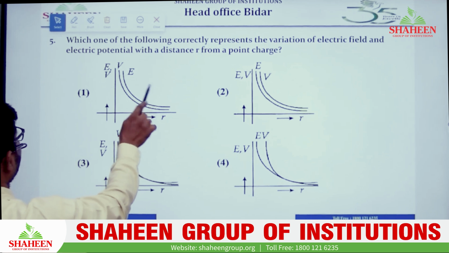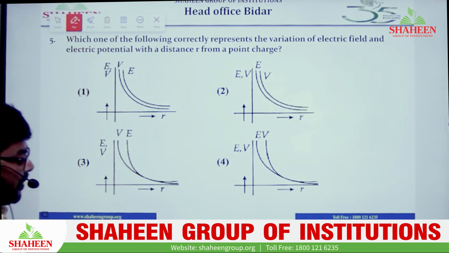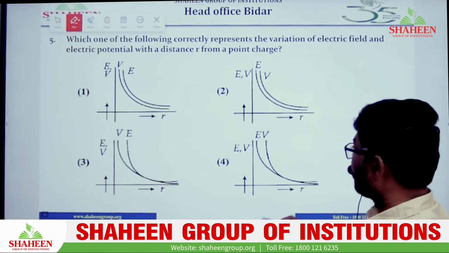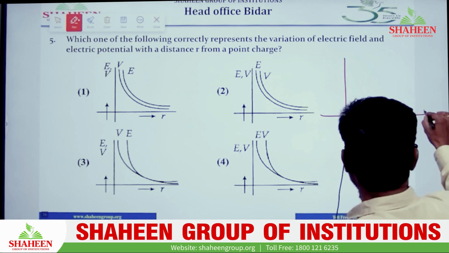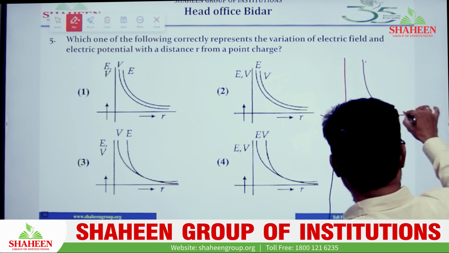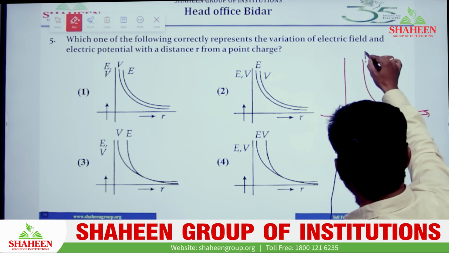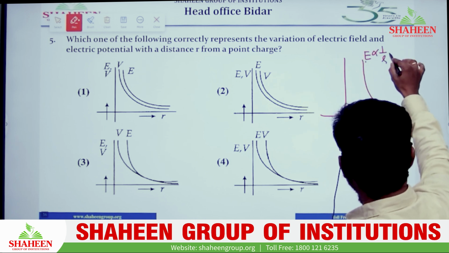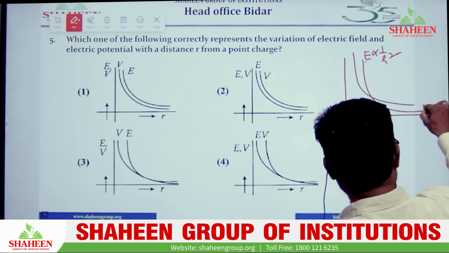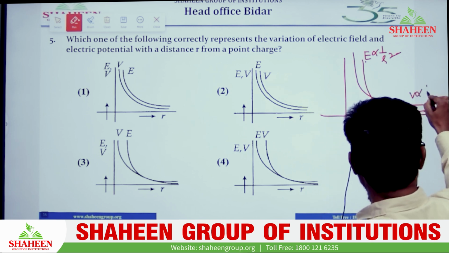This is an easy question. Very clearly I mentioned E is inversely proportional to R square. This is the graph you will get, E versus R square. E is inversely proportional to R square, while V is inversely proportional to R.